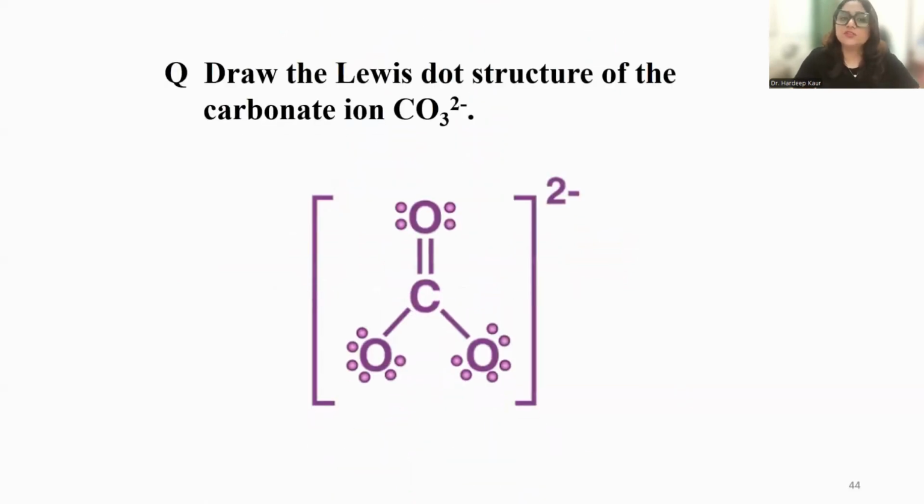Now, if you want to draw the Lewis dot structure for the carbonate ion, you go for CO3 2 negative. Carbon has 4 electrons: this is the first, second, third and fourth. And all these oxygens have 6 electrons. One oxygen will have 6 electrons.